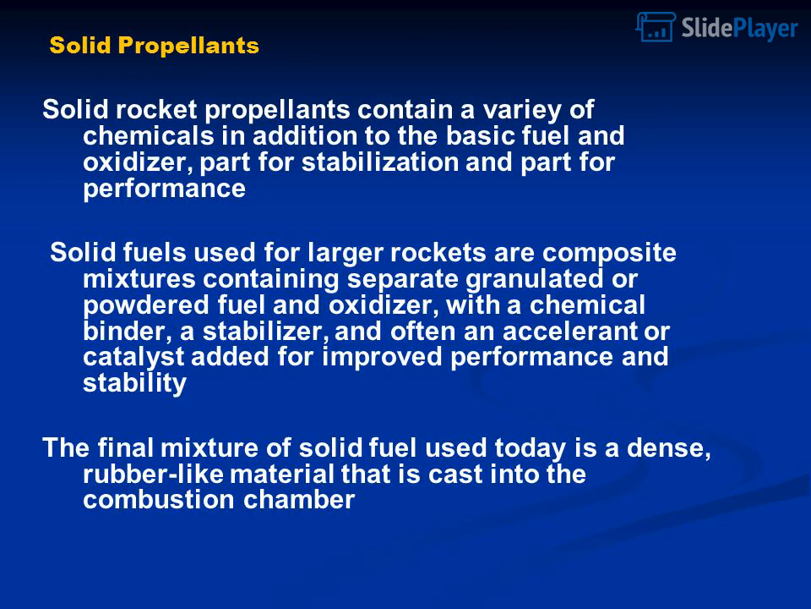Solid propellants. Solid rocket propellants contain a variety of chemicals in addition to the basic fuel and oxidizer, part for stabilization and part for performance. Solid fuels used for larger rockets are composite mixtures containing separate granulated or powdered fuel and oxidizer, with a chemical binder, a stabilizer, and often an accelerant or catalyst added for improved performance and stability. The final mixture of solid fuel used today is a dense, rubber-like material that is cast into the combustion chamber.